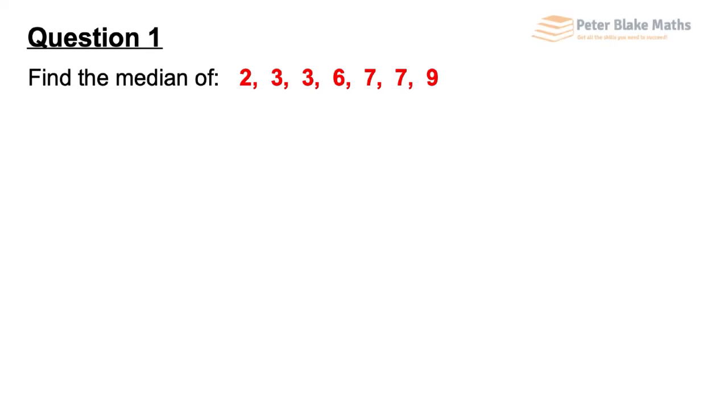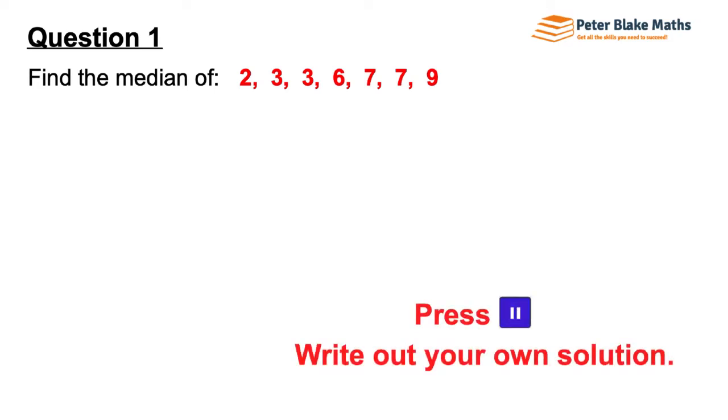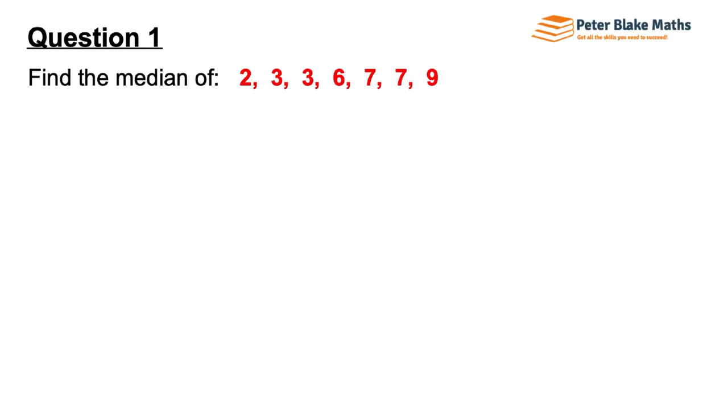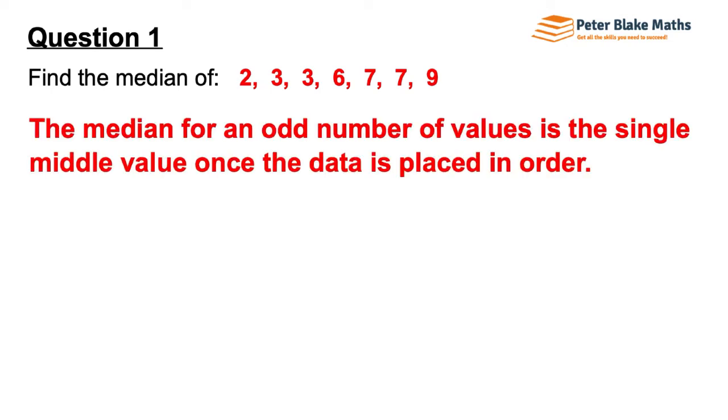Question 1. Find the median of 2, 3, 3, 6, 7, 7, 9. The median for an odd number of values is the single middle value once the data is placed in order.